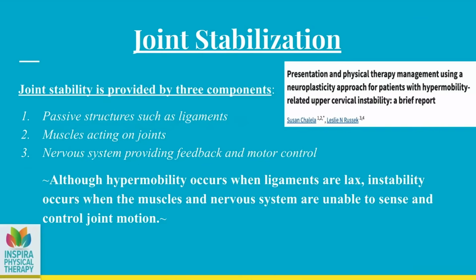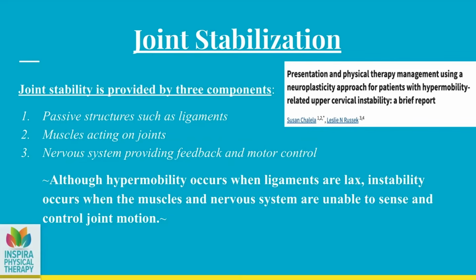Joint stability itself is provided by three components: passive structures, such as ligaments, muscles acting on the joints, and then the nervous system providing feedback and motor control. And although hypermobility occurs when ligaments relax, it's the instability that occurs when muscles and the nervous system are not able to sense and control the joint motion. We know this because of the spectrum of presentations of people with HSD and HEDS.